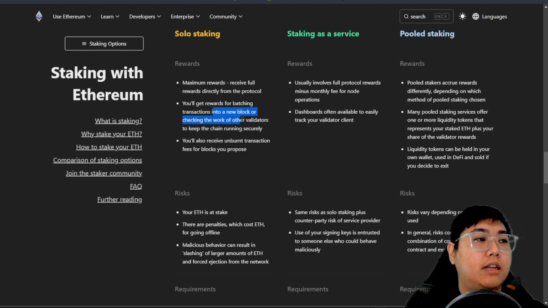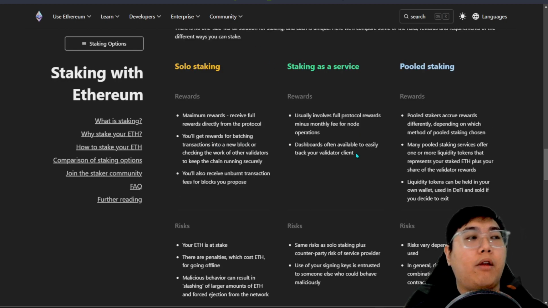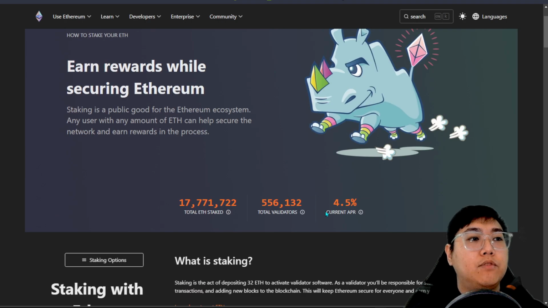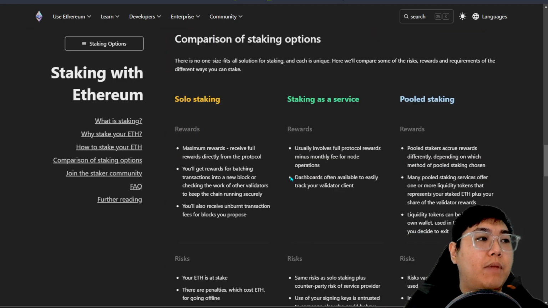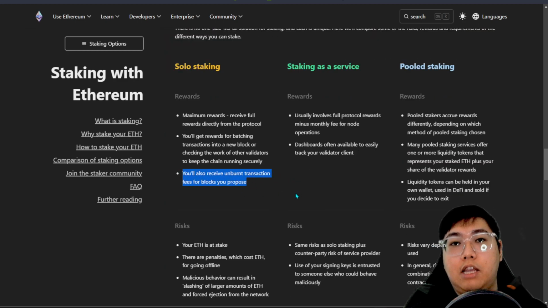Over here you will get rewards for batching transactions into a new block, and after that, checking the network or other validators to keep the chain secure. Of course, over here you will also receive the unburned transaction fee for the block you proposed. I already mentioned at the start of the video, for staking Ethereum, the 4.5% that they claim to offer is just an average of everybody. But if you are lucky and your validator manages to do a proposal, you are going to keep all of the Ethereum.